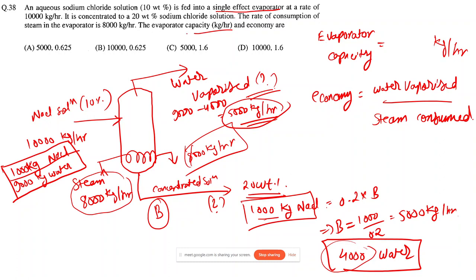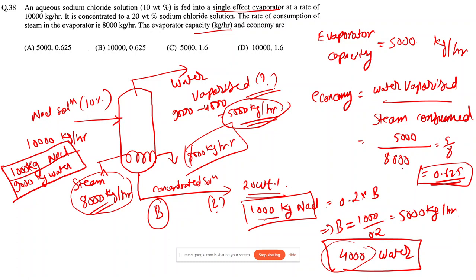So the evaporator capacity is 5000 kg per hour. And if we have to find the evaporator economy, it will become 5000 upon the total amount of steam that is consumed, that is given as 8000. So it will become 5000 upon 8000, that is 5 by 8, which comes around 0.625. So the final answer we can select is 5000, 0.625. That is our final answer.